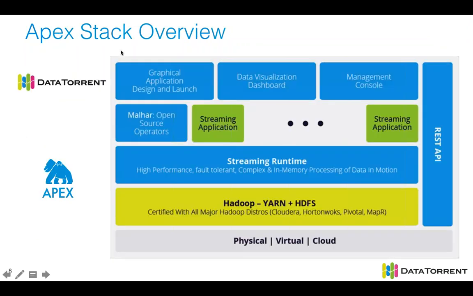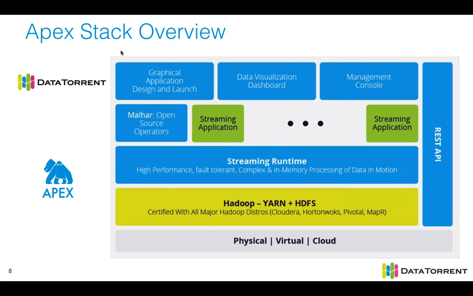So this is a brief overview of how the Apex stack looks. As I mentioned, all we need is Hadoop. You could be running on a physical cluster, a virtual cluster, or on cloud. You could be using any of the major Hadoop distros like Cloudera, Hortonworks, Malhar. You could even be running Apache Hadoop directly. It does not matter. And I said we only need YARN and HDFS that come with Hadoop.